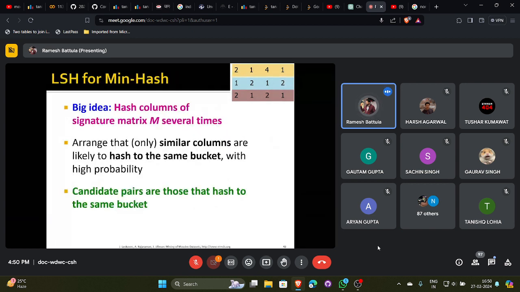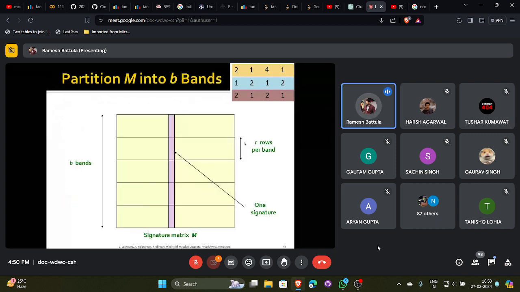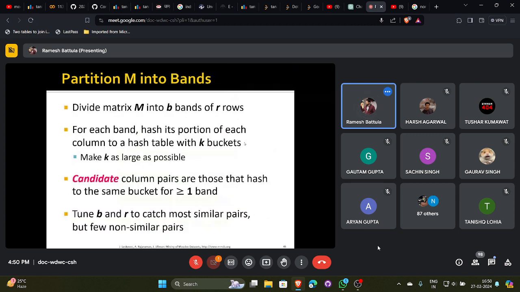So we'll see, the main point over here is to hash columns of the signature matrix several times. We will arrange it so that similar columns are likely to be hashed to the same bucket with high probability, right? So the final unit to be observed here: you have b bands and r rows per band, one signature we need to observe here.